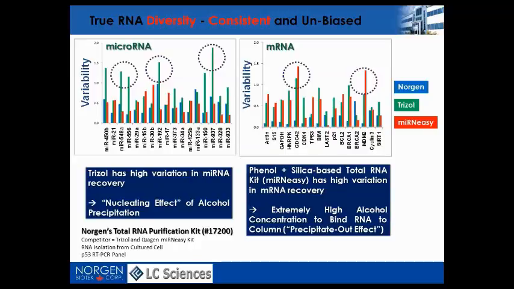Another shortcoming is the size bias when using silica-based columns, and also the inconsistency in the isolation. Silica column sample prep has size bias, leading to the loss of important small regulatory RNA below 200 nucleotides. And as shown in front of you, with the silica column, beautiful 28S and 18S ribosomal RNA, very intact RNA, but the most important RNA species that we will be discussing today is the small RNA, and lots of it is missing.